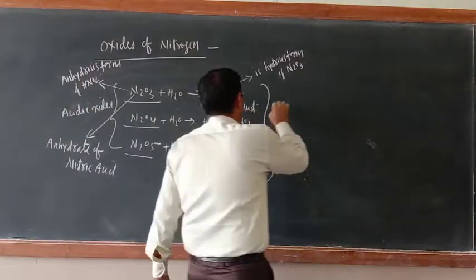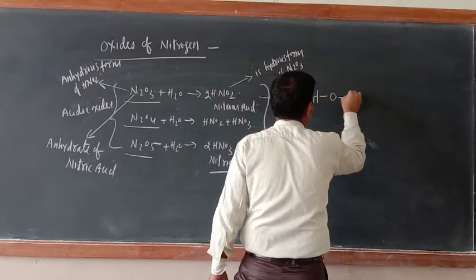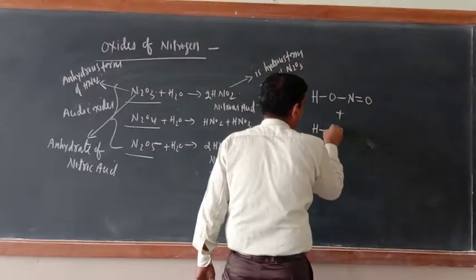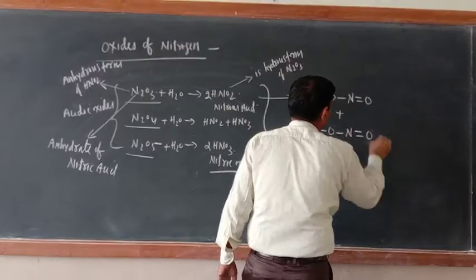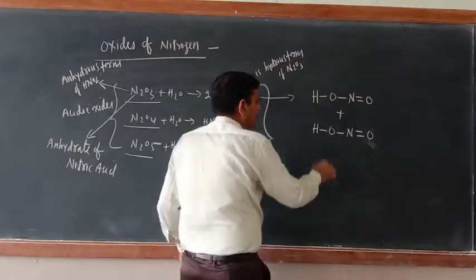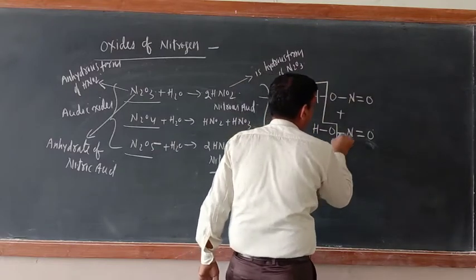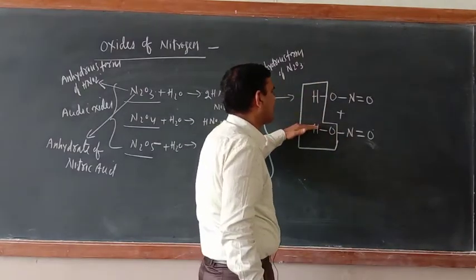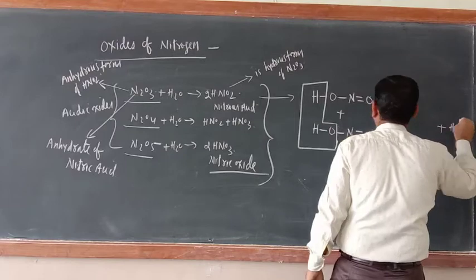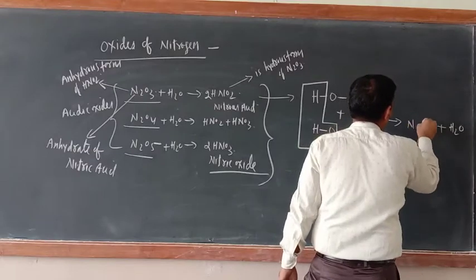Just see. Write down the true structure of HNO2. This can be written like that. HO and double bond O. Take another molecule also. HO and double bond O. What is this one? Nitrous acid. 2 molecules. Their structure is like that. Now you do one thing. Remove 1 molecule of water from the 2 molecules of nitrous acid. What is left here? Plus here write H2O. What is left here? N2O3. What is left here? N2O3.